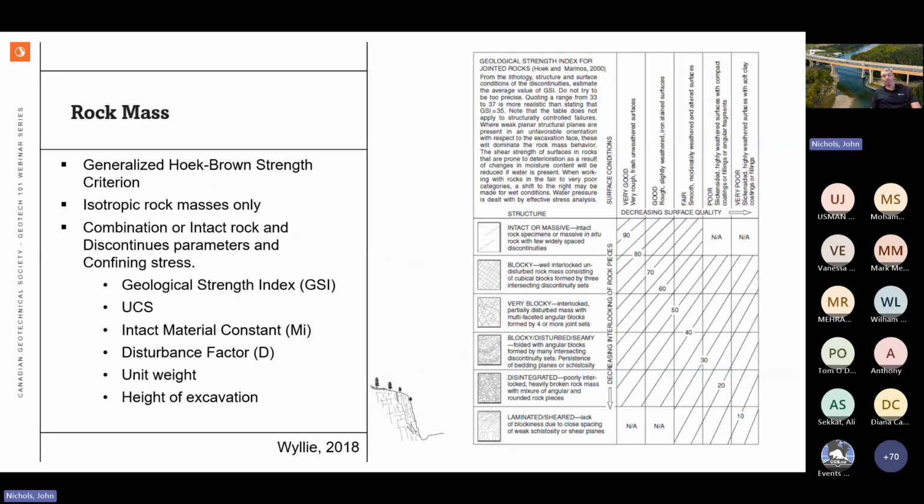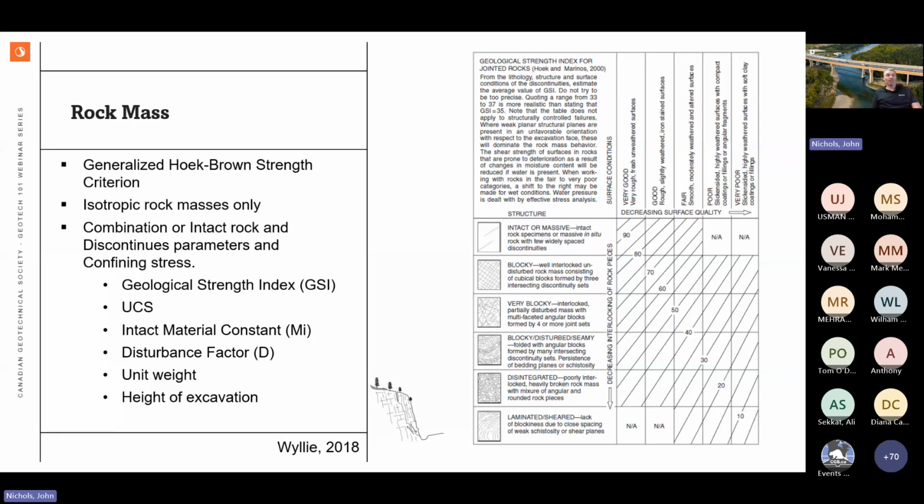So that's structural control failure and how we approach that. And then we can look at more of the rock mass. If we have a rock mass that contains a complex network of joints, and we don't think a single discontinuity is going to control the failure, this is when we look at the Hoek-Brown strength criterion.